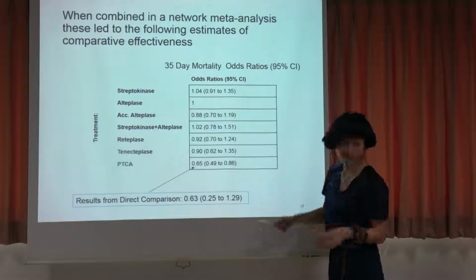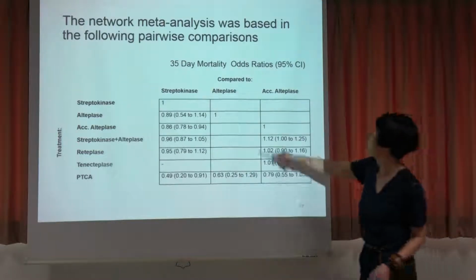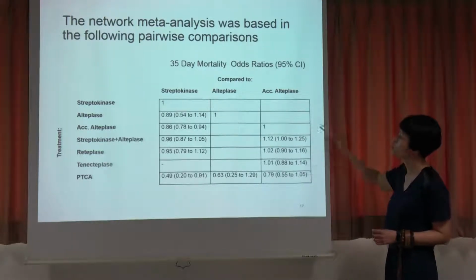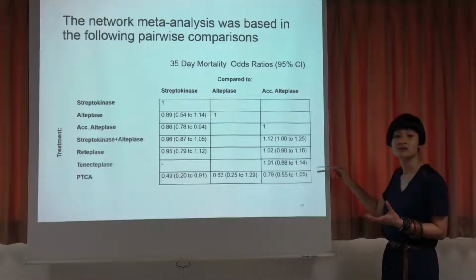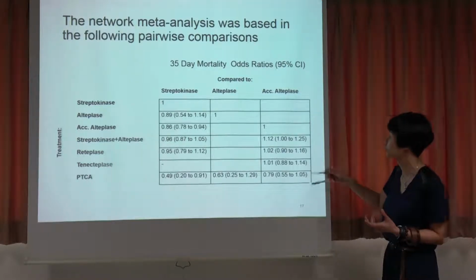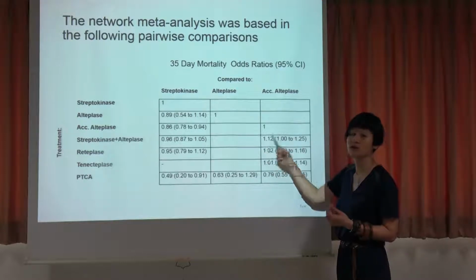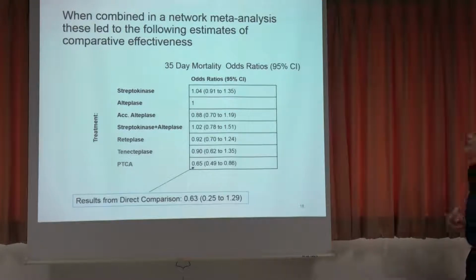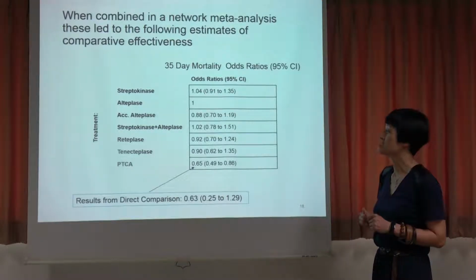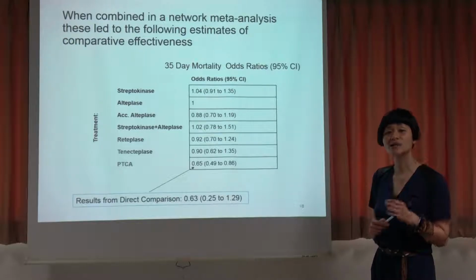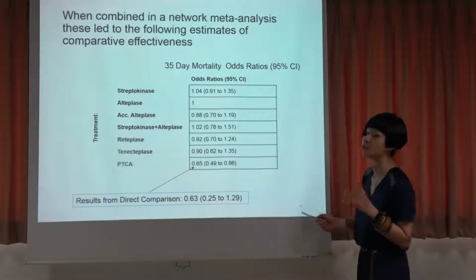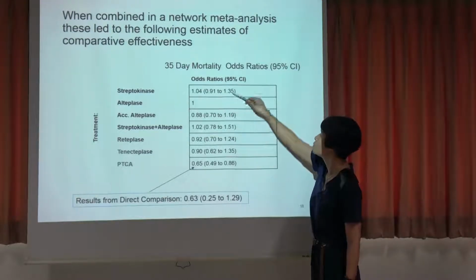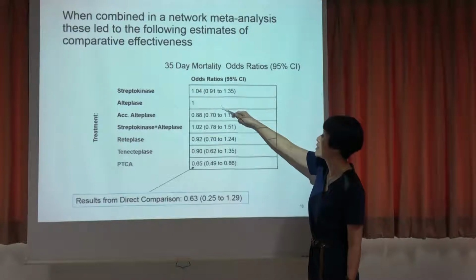If you remember, there's a mixed number of studies. There's only one study comparing PTCA and alteplase, and then these studies comparing with accelerated alteplase. So you can map your evidence in a table like this, which is quite helpful. So you can see where you have data and where you don't have data from head-to-head evidence. And then the calculations in the network meta-analysis allow you to calculate a relative treatment effect relative to a common comparator. And here they picked alteplase as a common comparator. So all these treatment effects are compared with alteplase.